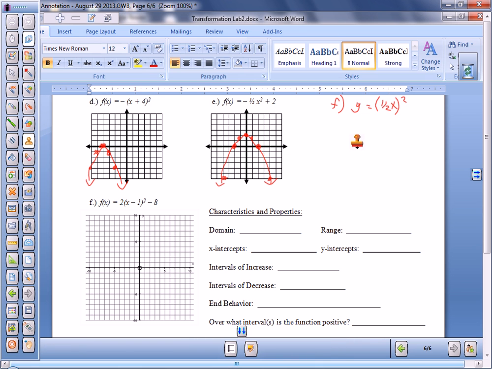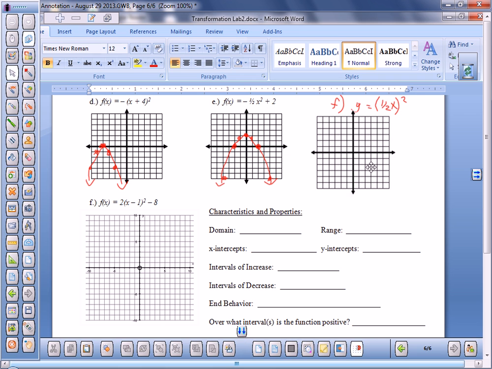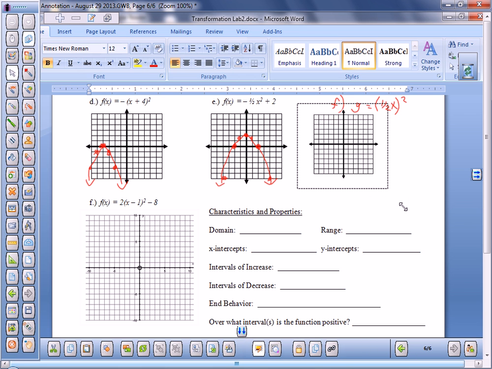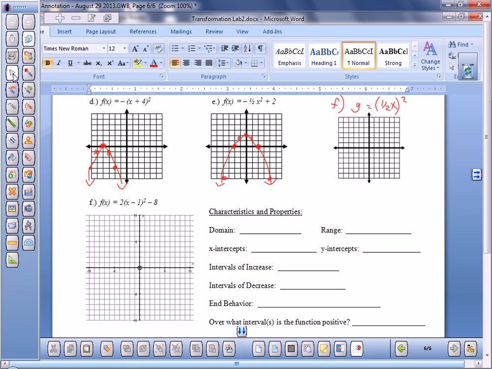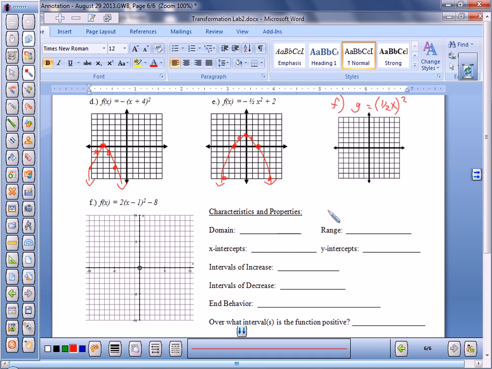Okay. You didn't have this one. You can watch this if you want to. Is it shifted at all? No. But this is affecting the x. So instead of 1, 1, we double the x. We go over 2 and up 1. Instead of 2, 4, we'll go over 4 and up 4.